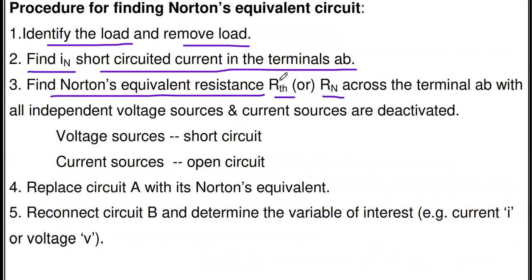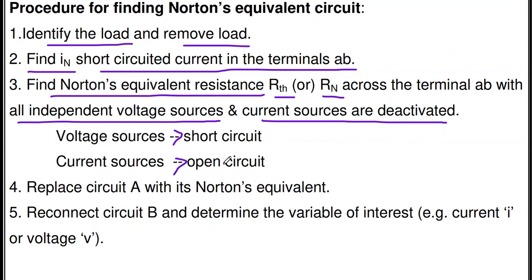So the Norton's resistance and Thevenin's resistance both are the same. And while calculating this Norton's resistance and Thevenin's resistance, you should follow this: all independent voltage sources and current sources are deactivated. That means in the calculation of RTH or RN, you make all current sources and voltage sources zero. If voltage sources are available, you replace the voltage source by a short circuit. If current sources are available, you replace the current source by an open circuit.